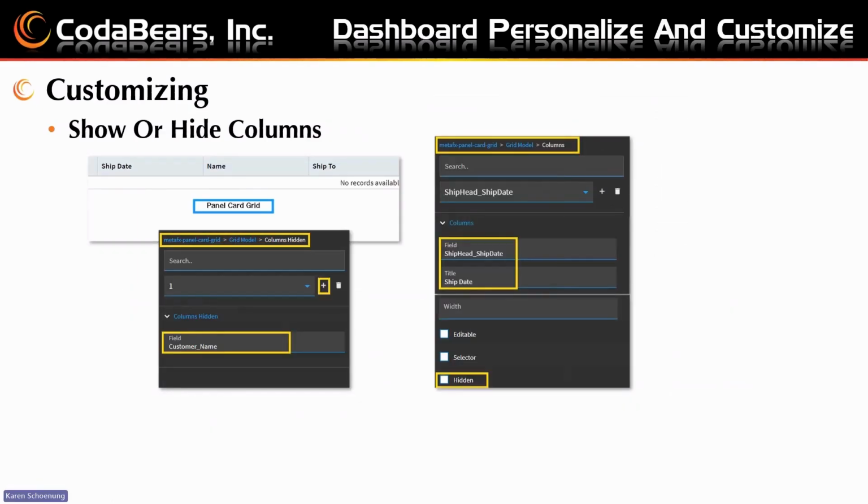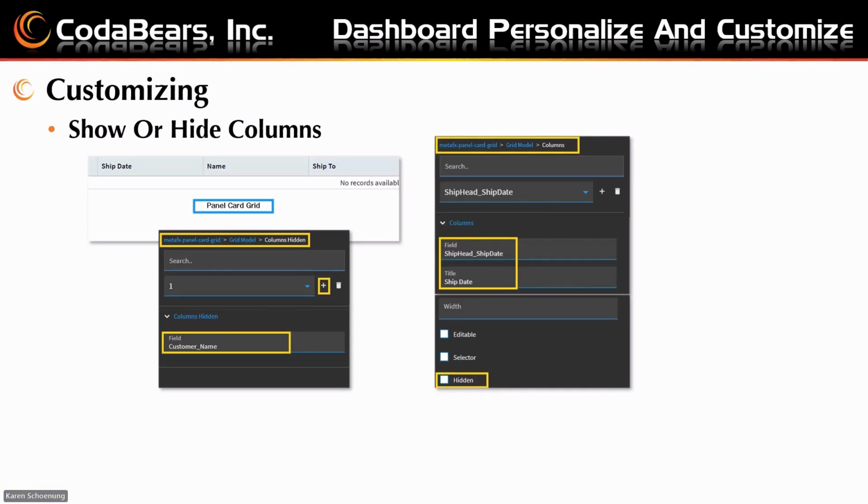For customizing, you can also show or hide columns. As I mentioned, in personalization, they would only be for you, and this can be set up to show or hide columns for everyone. When you want to show or hide them, you'll modify a custom layer to show or hide the columns. First, you click the panel card and grid that you need to show or hide the columns for. Then use the grid model columns properties to add columns. And you can click the plus to add each column that you want to be shown.